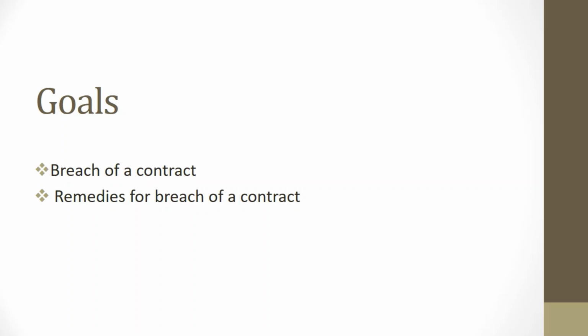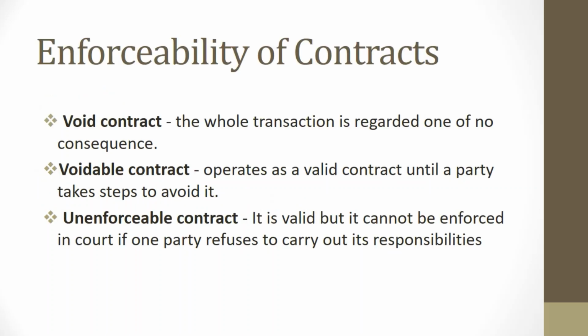Now, with this in mind, I want us to move ahead to discuss enforceability of contracts. And before we discuss enforceability of contracts, we had a chance to look at types of contracts in the previous video, and we shall recap these key definitions. So we have a type of a contract which can be a void one, and this means the whole transaction is regarded as one of no consequence. And then also we have avoidable.